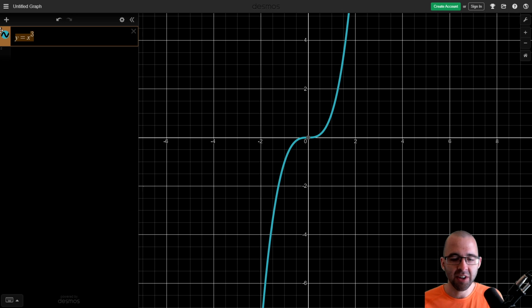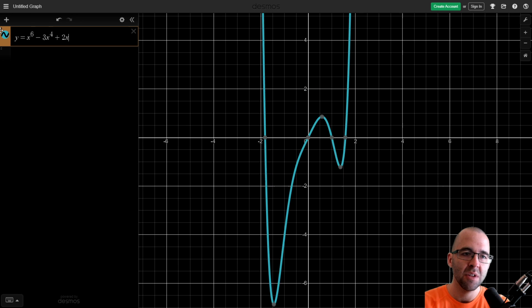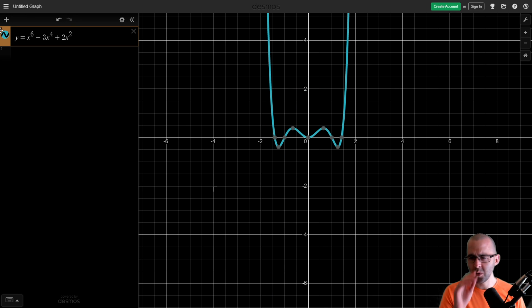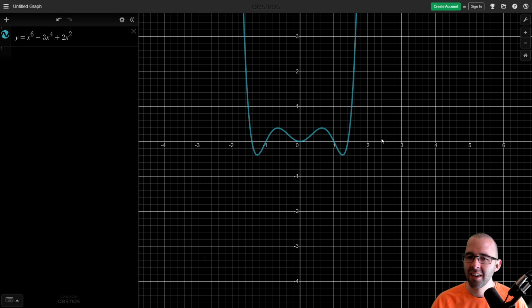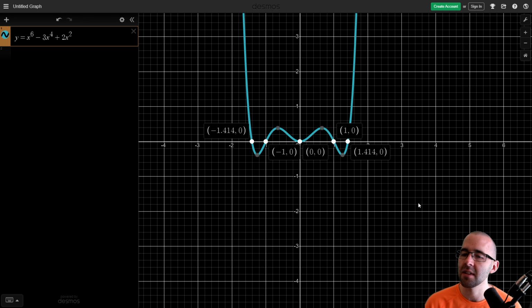All right, so let's look at this function, okay? We had y equals x to the 6th minus 3x to the 4th plus 2x squared. Ooh, this is a funny looking graph. What do we say? We said the x-intercepts were 0. This is where it crosses the x-axis. Yep, it crosses the x-axis at 0. We said positive and negative 1 crosses the axis at positive and negative 1. We also said positive and negative square root of 2. That's this one, 1.414 approximately.